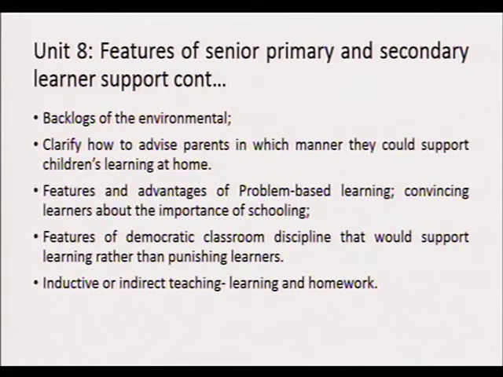Clarify how to advise parents in which manner they could support children's learning at home. We have three people here. We have the learner, the teacher, and the parents. So as a teacher, you need to find ways how best you can advise parents and support them in order to assist these children's learning at home, because there is a time that they are at home with their parents and they still need to be assisted. So as a teacher, you need to come in and assist in that regard.